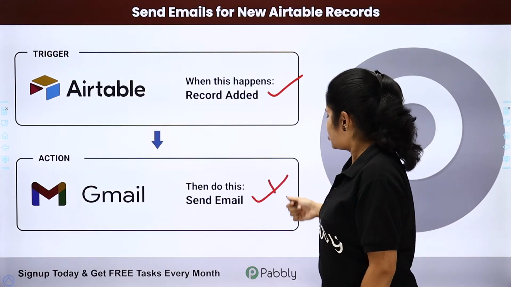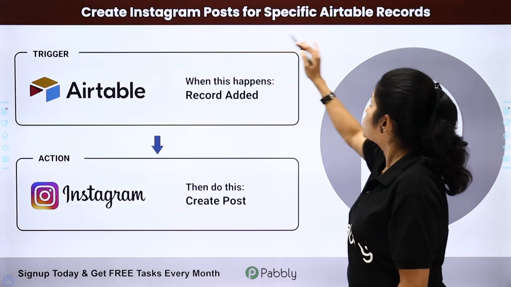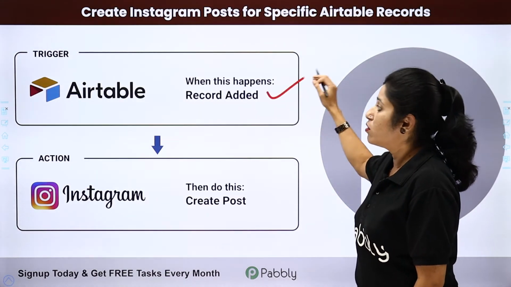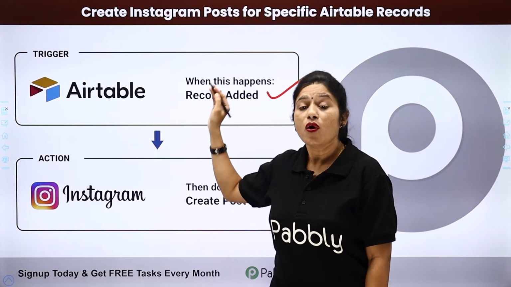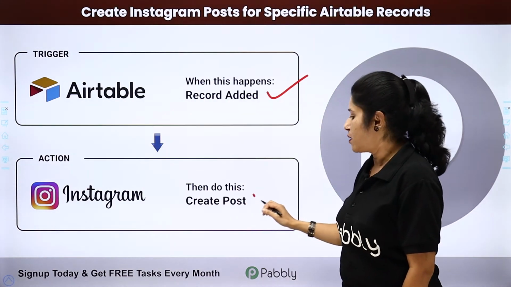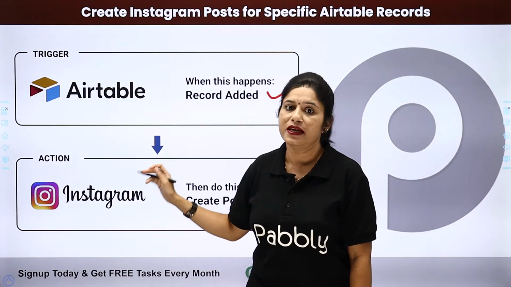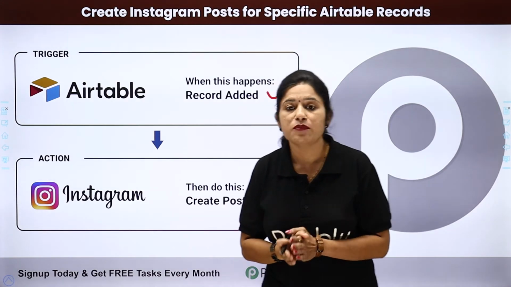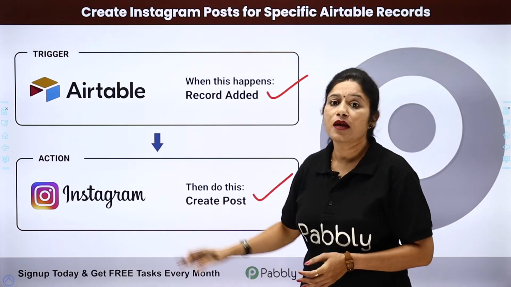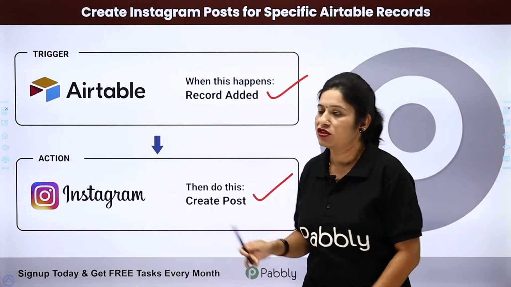Let's move to the next automation, and that is how we can create Instagram posts for specific Airtable records. Again, whenever you add a new record to your Airtable base, automatically using those details, a new post will be shared on your Instagram account. So here we are going to integrate Airtable with Instagram, the social media application. Not only Instagram, you can use any social media application here to create a connection. Instead of Instagram, you can also use Facebook, Twitter, LinkedIn or any other social media platform you want.